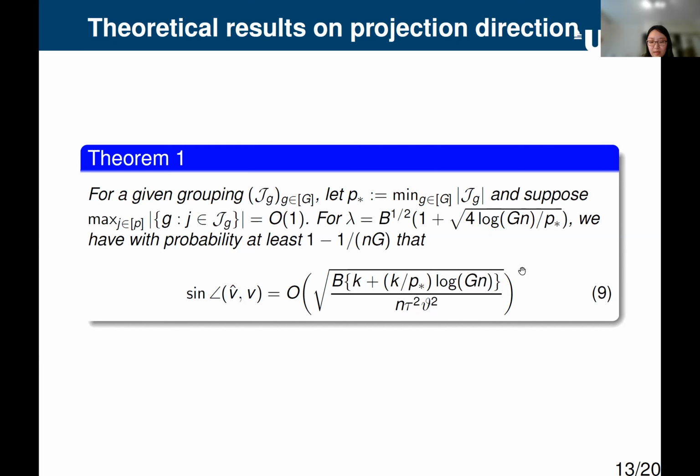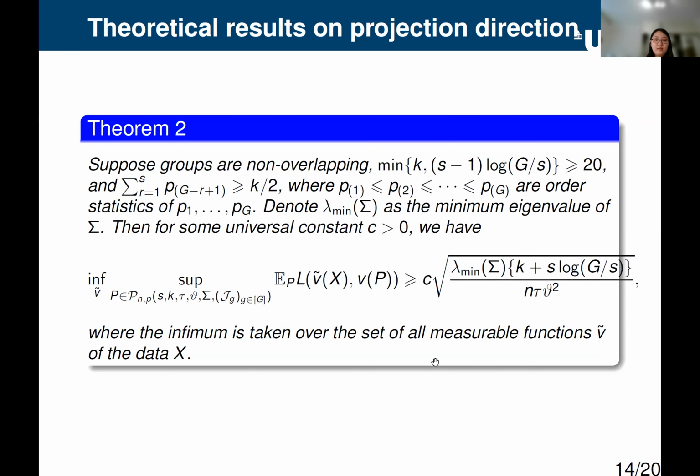If all the groups have comparable size, then K over P star here is the group sparsity, which is the number of groups with change. We can see that the upper bound undergoes a phase transition as P star increases above a log Gn level. When P star is large, we expect the first term K to be the dominant term of the sine angle loss. In this case, the loss has minimal dependence on P star.